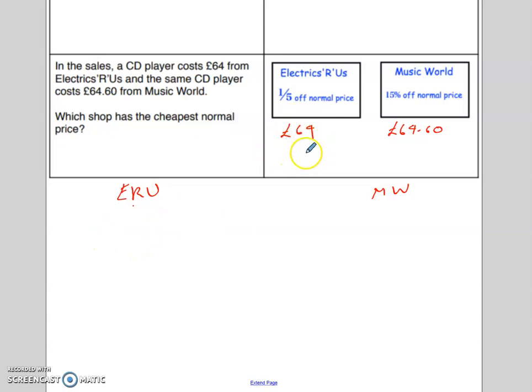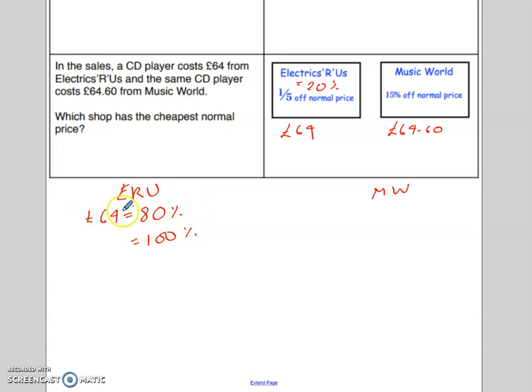So in terms of this 64, what does it represent? So if it's 1/5 off the normal price, how much has been taken off the 100%? Okay, so if you've taken 1/5 off, how many fives go into 100? 20. Okay, so 1/5 equals 20%. So 20% has come off, which means this £64 represents 80%. Okay, so to find our 100%, we know how to do this.